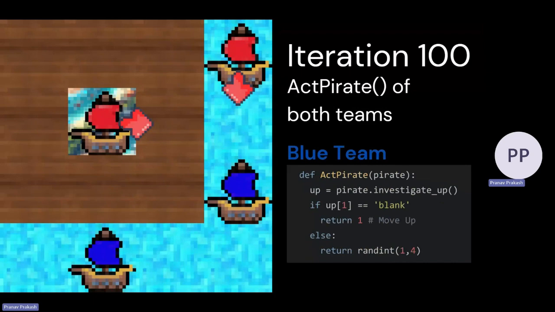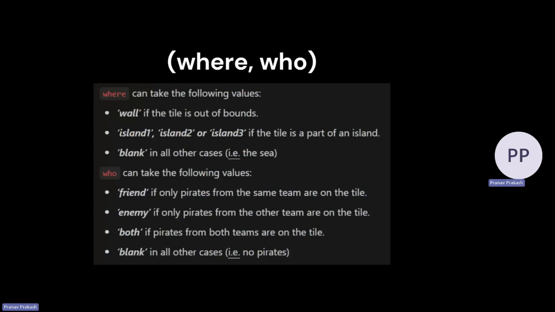The blue team, of course, has a more involved act pirate function. We start with the blue pirate directly below island 2. The return value of the investigation function is a tuple: where, who. Where can take the values wall, island, island 1, island 2, island 3, or blank, depending on what it is, and who can take the value friend if there's a friend on the tile, enemy if there's an enemy on the tile, both if both friend and enemy are on the tile being investigated, and blank if no pirates are on the tile being investigated. In our case, we are interested in the last case, blank.